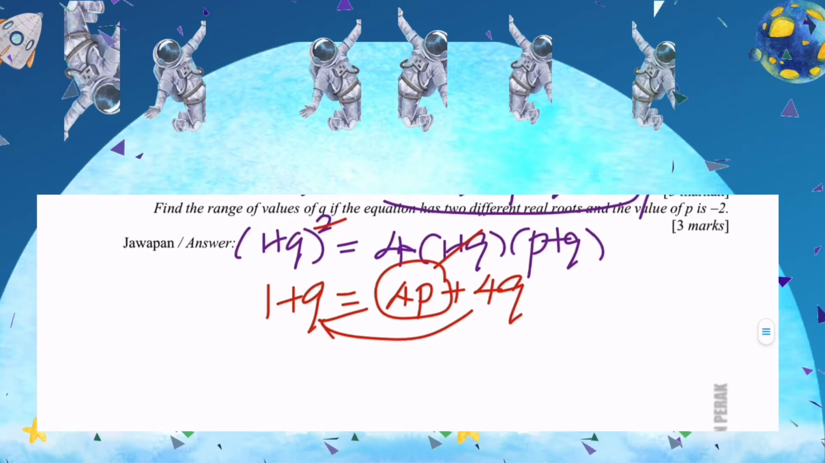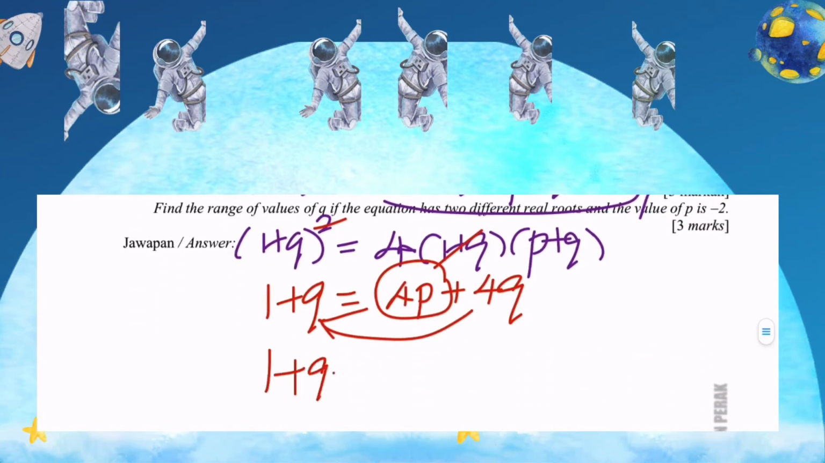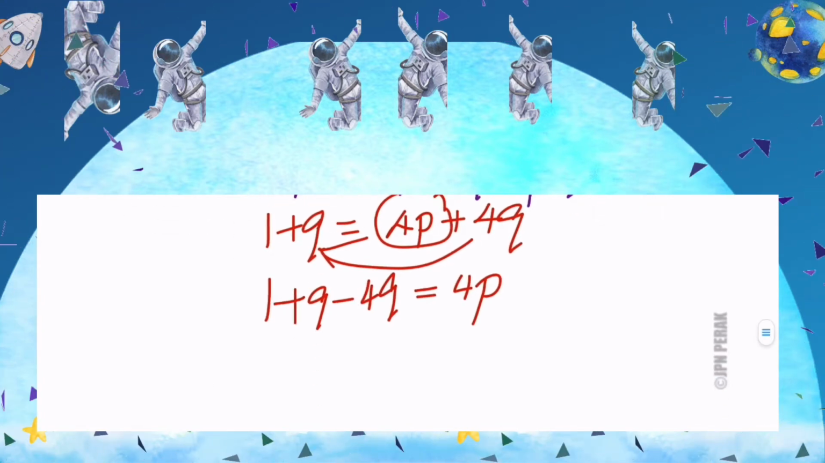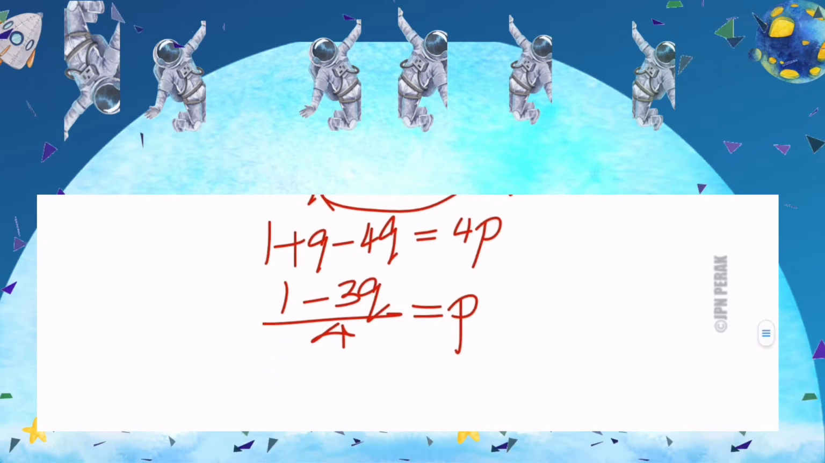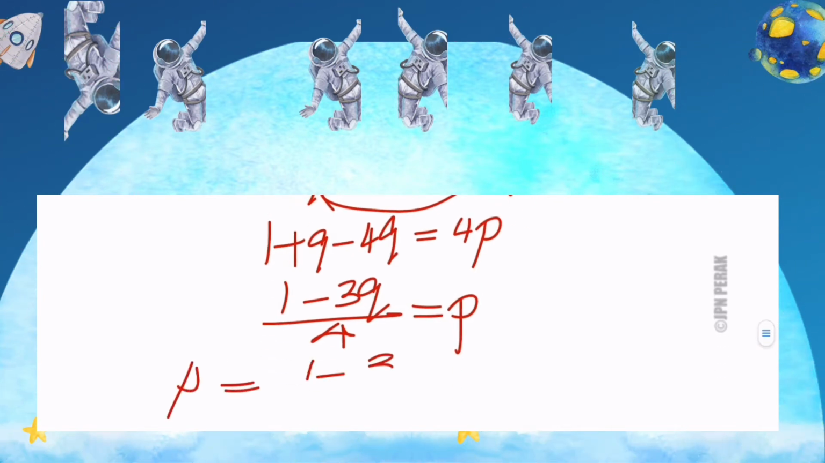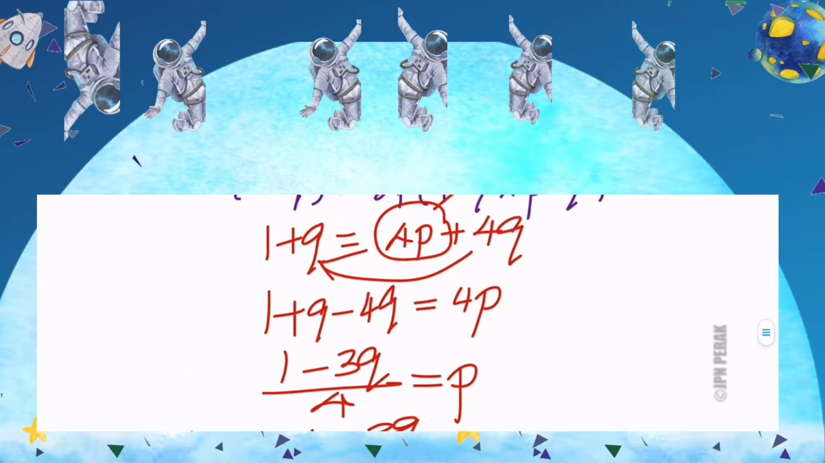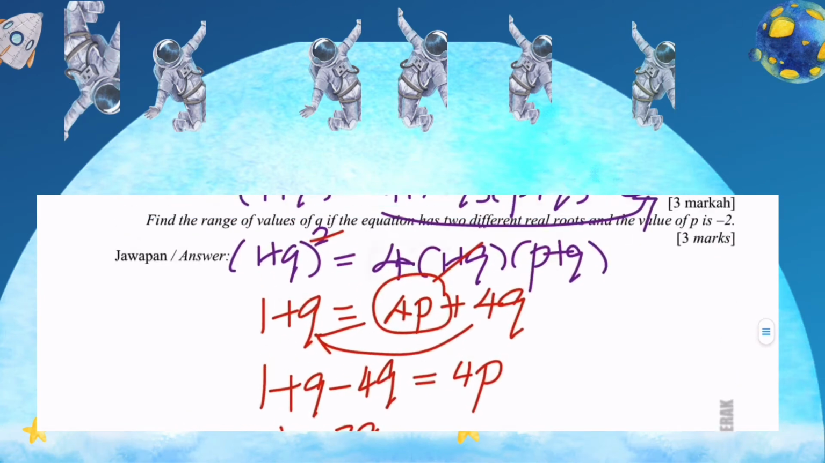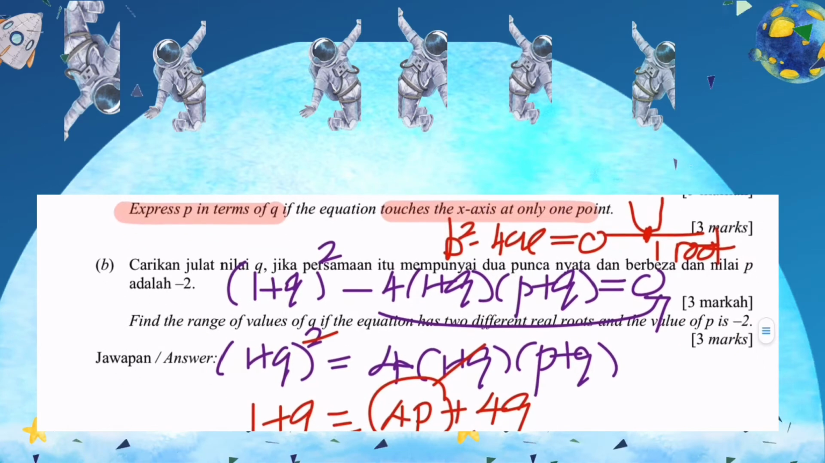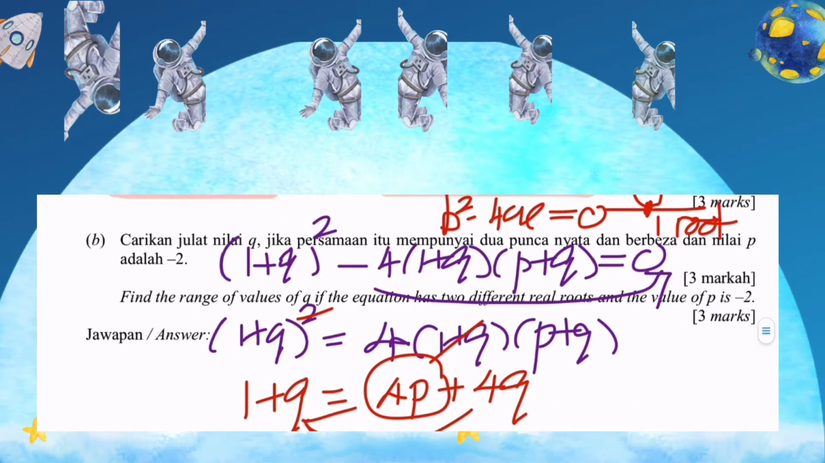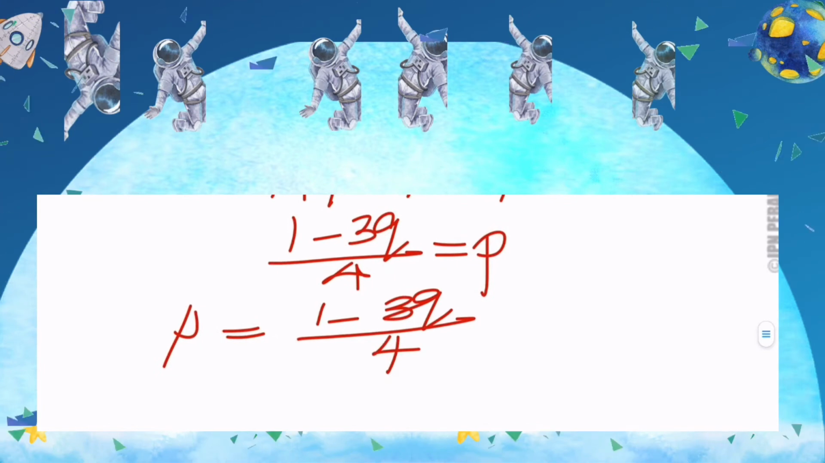Now we want p as the king, so we leave the p alone. So 4p on the right, 1 plus q minus 4q will be 1 minus 3q, and then we need to divide by 4 because p is the king. So p in terms of q. So this is the answer, (1 minus 3q) over 4. It must be p as the subject, as the king. So we have solved p in terms of q. Now let's move on.